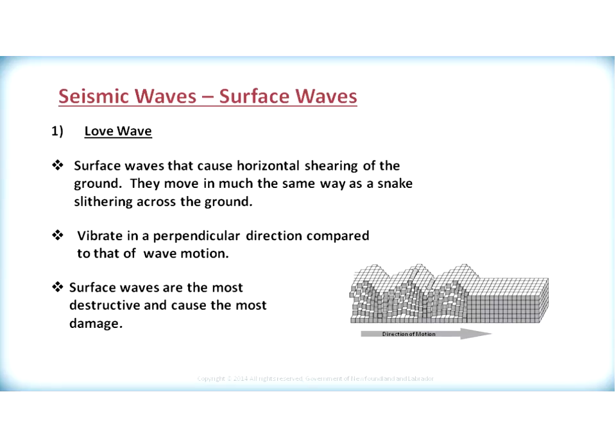When we look at surface waves, there are two types of surface waves, the first being referred to as a Love wave. Love waves are surface waves that cause horizontal shearing of the ground. They move much the same way as a snake slithering across the ground. So if you look at the diagram down below, we would notice that as the wave moves forward, the direction of movement will be from left to right, like a snake slithering across the ground.